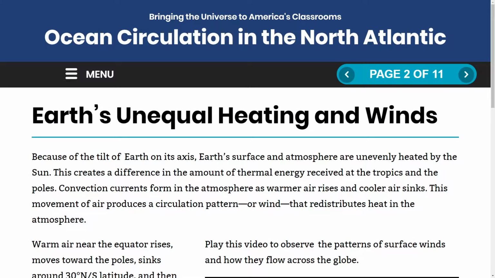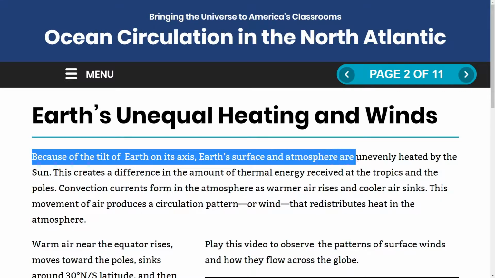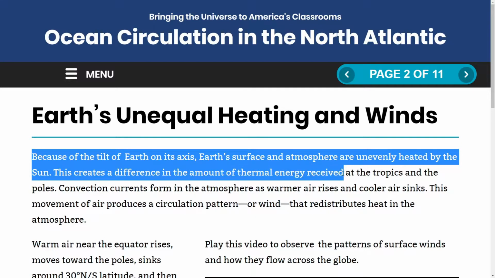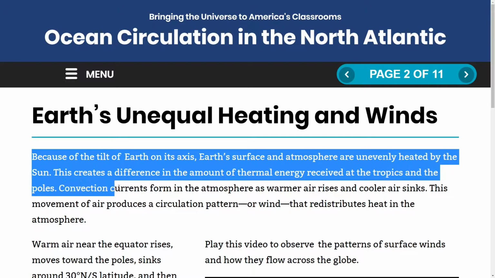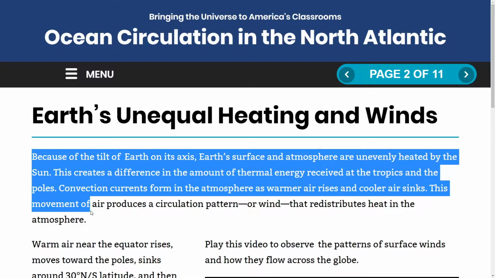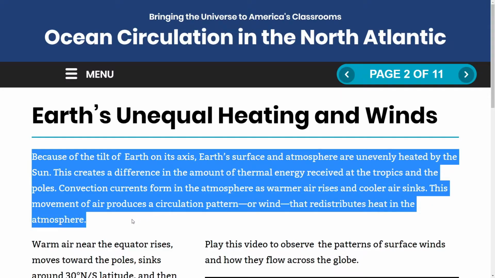Earth's unequal heating and winds. Because of the tilt of the Earth on its axis, Earth's surface and atmosphere are unevenly heated by the sun. This creates a difference in the amount of thermal energy received at the tropics and the poles. Convection currents form in the atmosphere as warmer air rises and cooler air sinks. This movement of air produces a circulation pattern, or wind, that redistributes heat in the atmosphere.